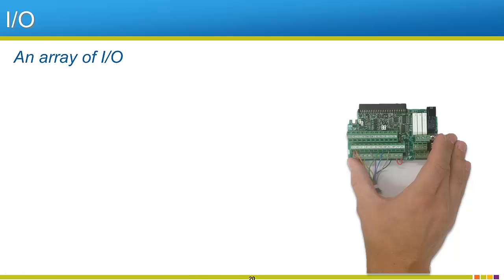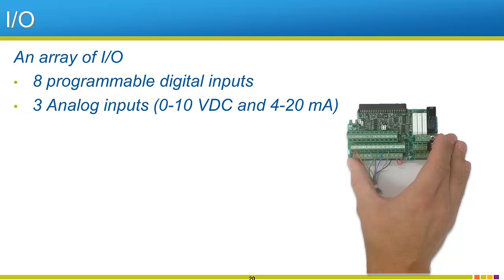Despite the simplicity and the minimal amount of wiring required to set up the D1000, there is plenty of I/O built right into the D1000 to meet a wide variety of needs. Standard on all D1000s are 8 programmable, optically isolated digital inputs. 3 analog inputs are available, with all 3 being capable of processing a 0 to 10 volt input and 1 having the ability to process a 4 to 20 milliamp signal on top of that.